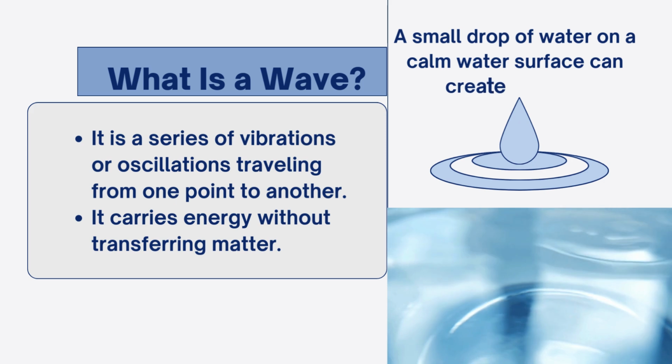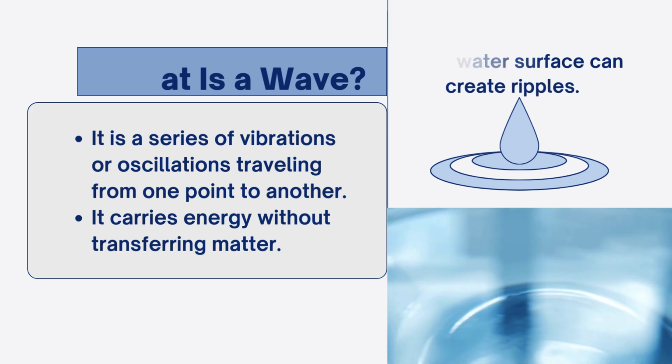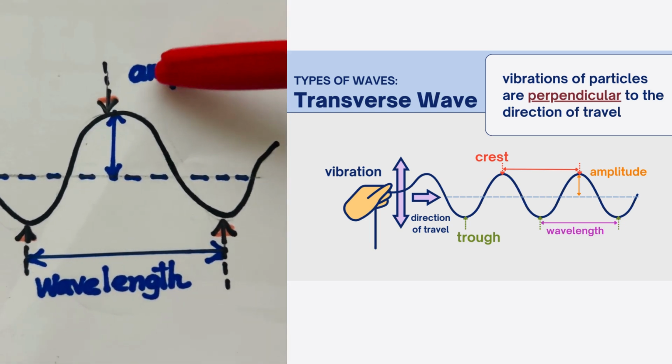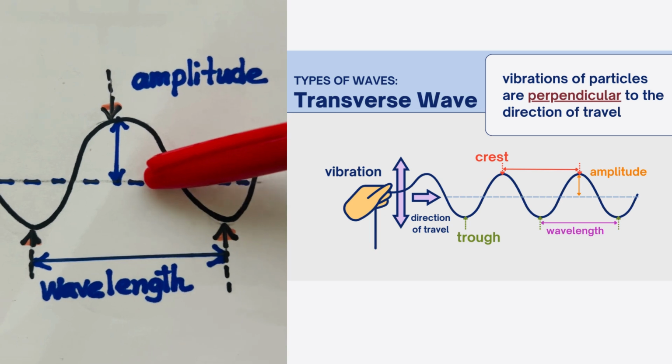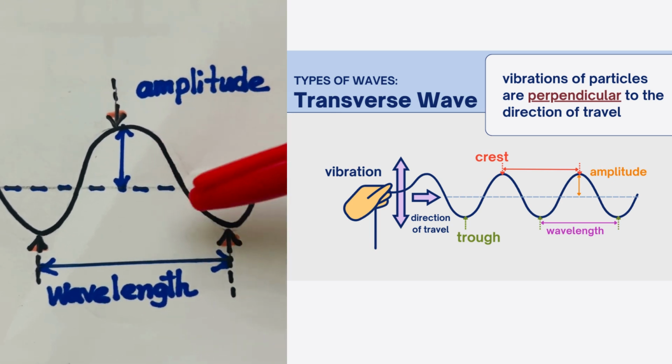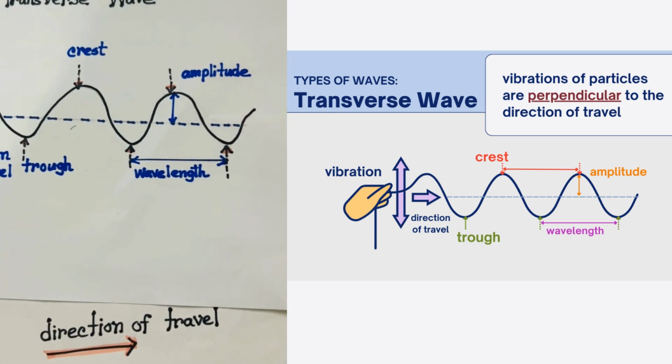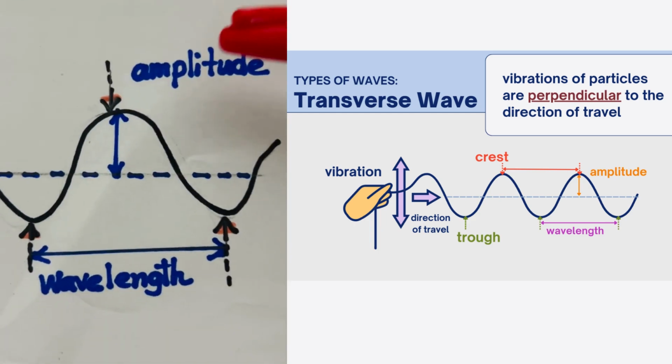A small drop of water on a calm water surface can create ripples. Amplitude refers to the height of the wave from the center line. It tells the loudness of the sound. Amplitude.